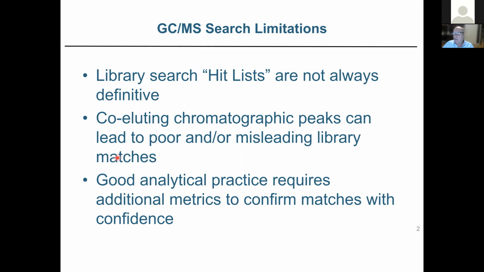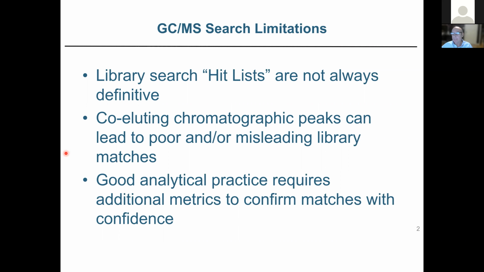Certainly, the instrumentation has gotten better. The instruments have become more sensitive and more reliable, but the basic process of unknown ID using library search hasn't changed. So let's look at some of the limitations of the current library search for qualitative analysis.